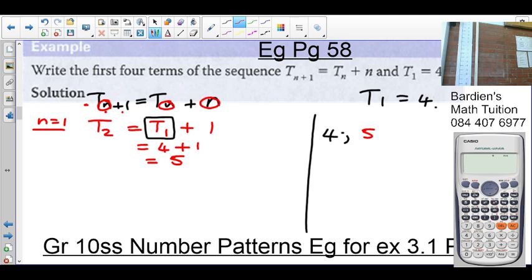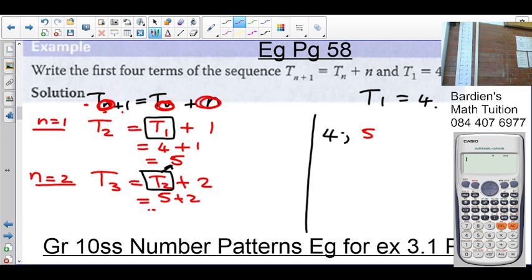Okay, we'll do another one. Let's go. Tn is equal... what if n is 2? So whenever I see n, I put the 2. So it will be 2 plus 1 is 3, equals T2 plus 2. So hang on. T2 is 5. Yes. So 5 plus 2? 7.